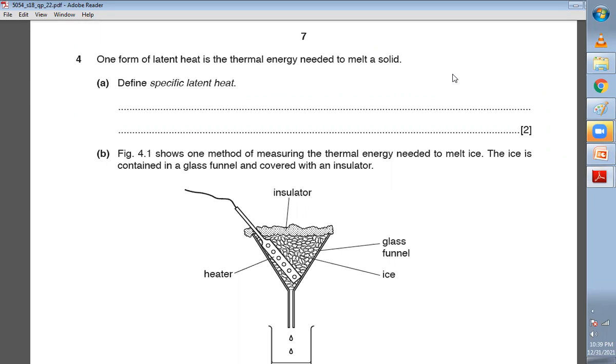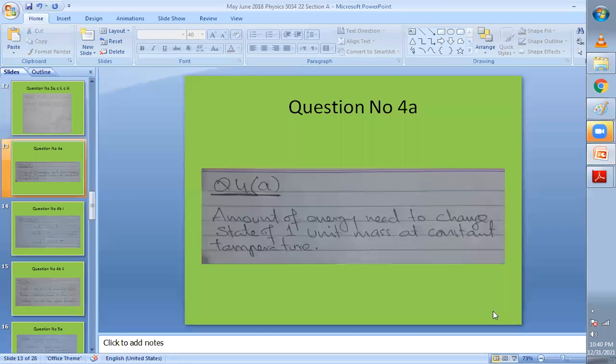So the amount of heat required to convert a unit mass of an object from one state into another state, like from solid to gas, from gas to solid, from solid to liquid, from liquid to solid, the amount of heat required to convert the state of unit mass of an object at a constant temperature, that's known as specific latent heat. Okay, so let me show you my answer. I have written this definition.